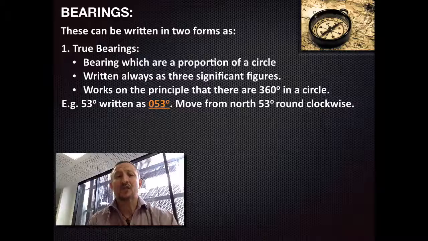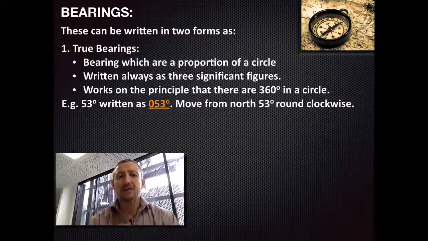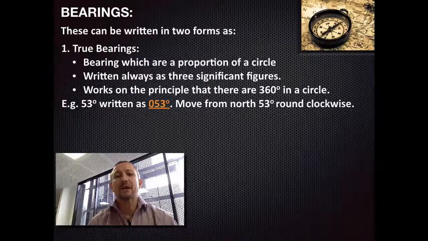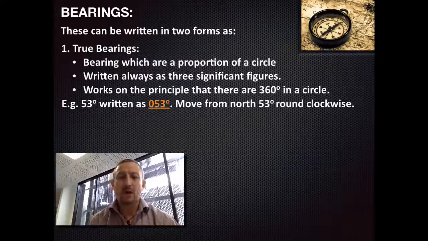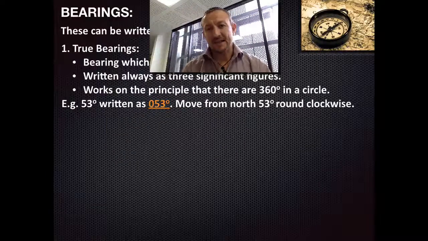Now that means we're starting at north and I'm moving through 53 degrees of the circle. The 0 at the front is there because we have to write it in three significant figures. Obviously if we've already got three significant figures, it's not a problem, we just fill it in as normal.